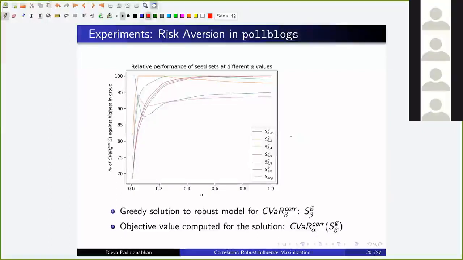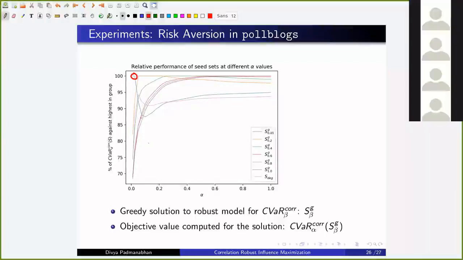Now, a final result is on the risk aversion. It's just to analyze the performance for different values of alpha, the probability levels. For each level, there is a particular seed set which is best from the greedy selection. Now, this seed set may not be good for other values of alpha. For example, if you take this blue one as 0.01g, that is the alpha equal to 0.01 setting. So for a small value, it is very good.